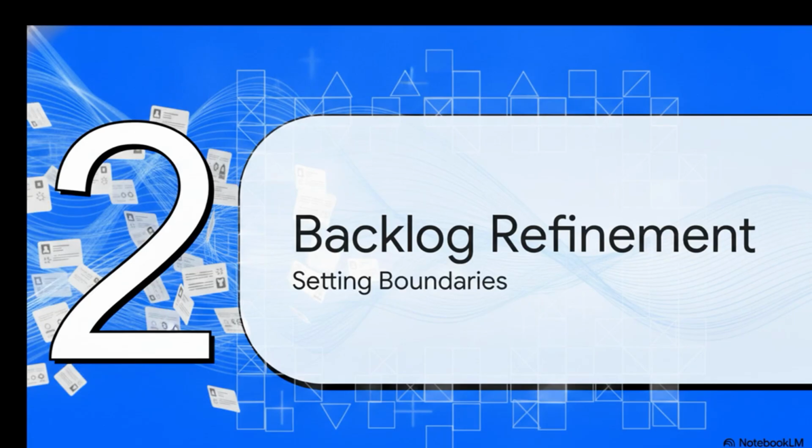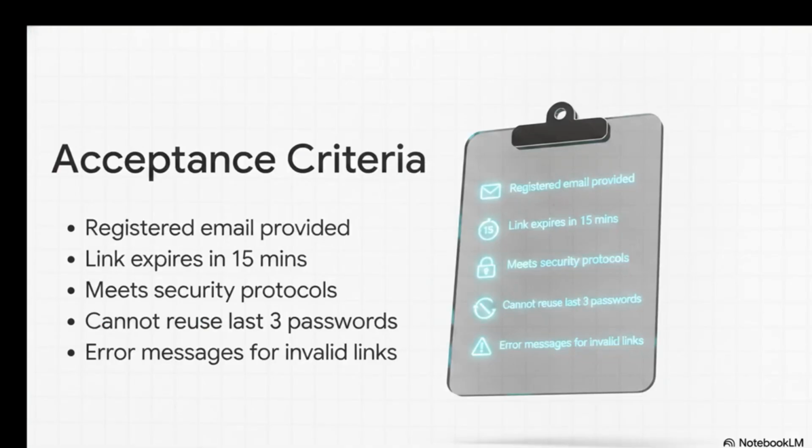Moving right along to section 2, refining the product backlog. So once our newly minted user story enters the product backlog alongside hundreds of others waiting to be built, it doesn't just go straight to the developers. No way. First, we need to set some strict boundaries, and we call these acceptance criteria. These define exactly when the specific user story is considered correct and acceptable.